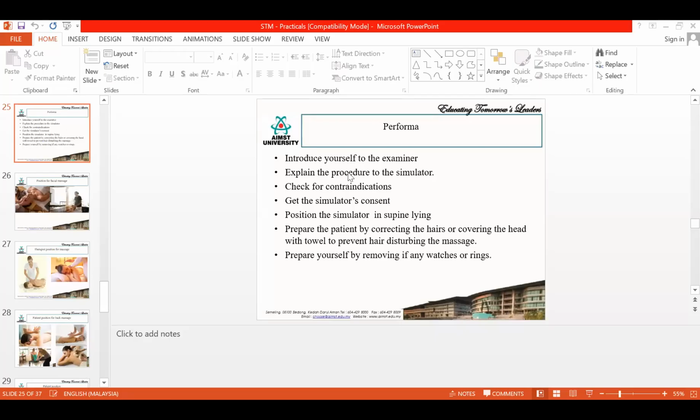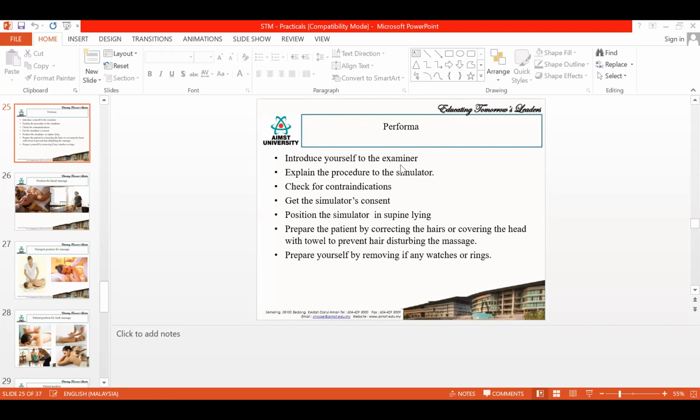I hope we know about the performa. I'm not going to repeat the performa again. Performa means when you are entering into the station, you need to introduce yourself and all those things. I don't need to repeat it again, isn't it? It is already given in the slide, and we have already seen it during the facial massage. So this is the performa.